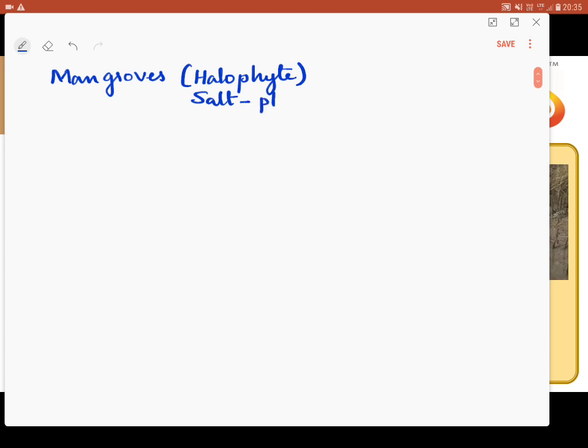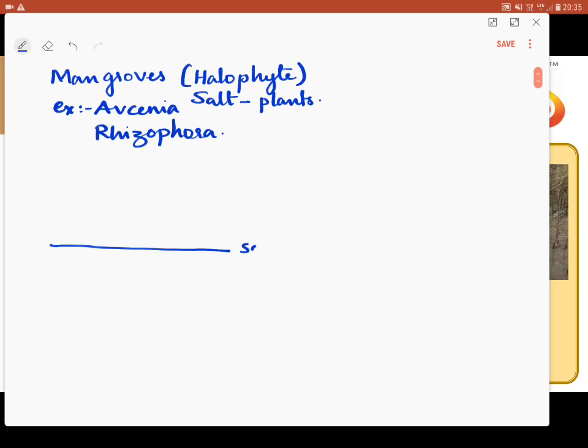Saltwater plants. Example, Avicennia and Rhizophora. This plant grows against the soil. So, this is my soil layer. In this case, certain roots grow phototropically.